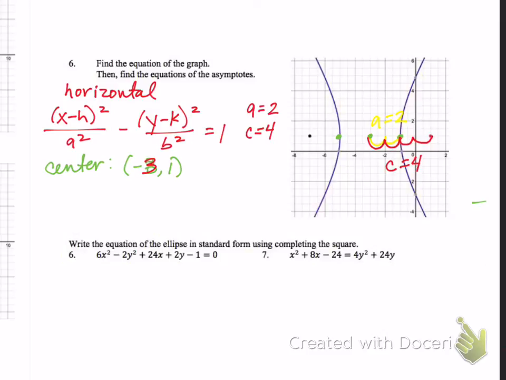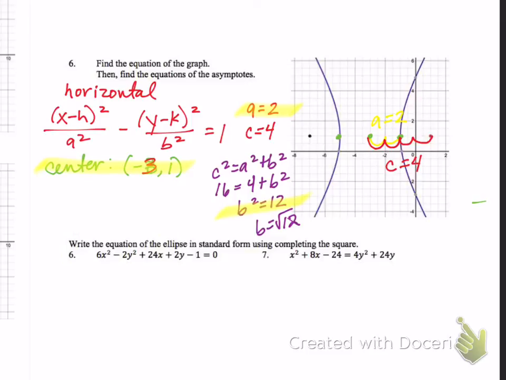So then to find my b, c squared equals a squared plus b squared. So 16 equals 4 plus b squared. So b squared equals 12, or b equals the square root of 12. But really all you need is your b squared. So I have all that I need. I have my center, I have my a, and I have my b squared.